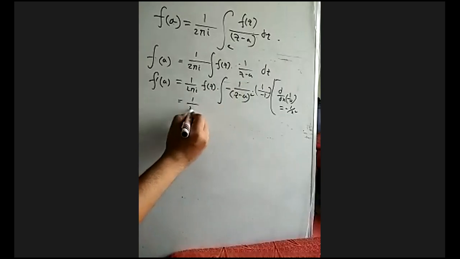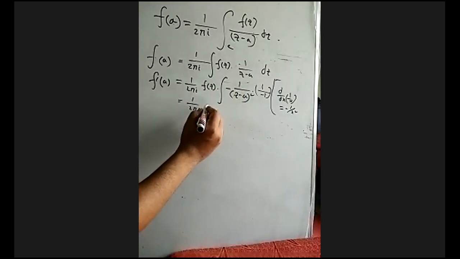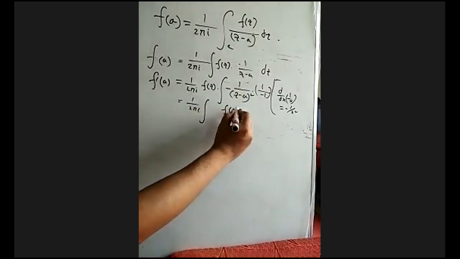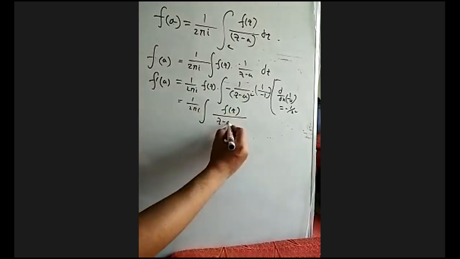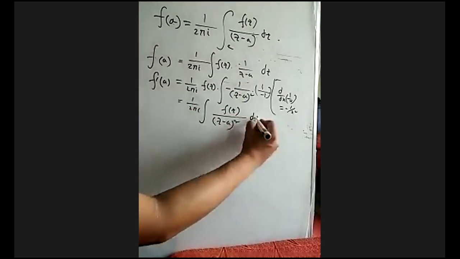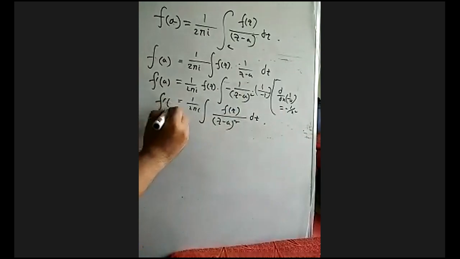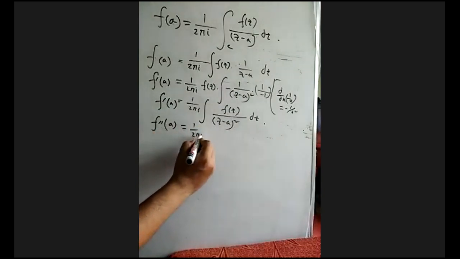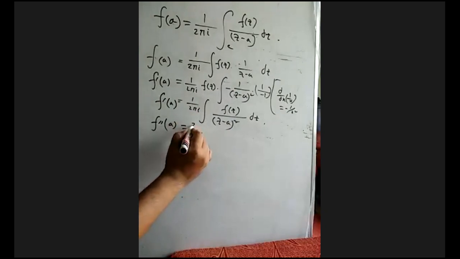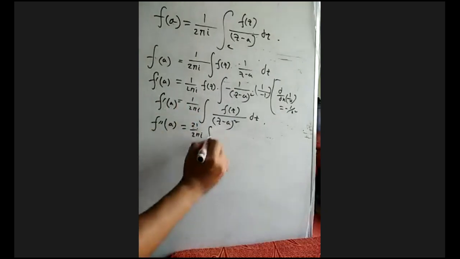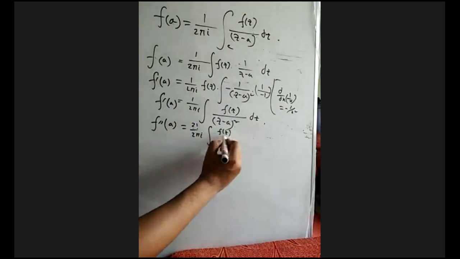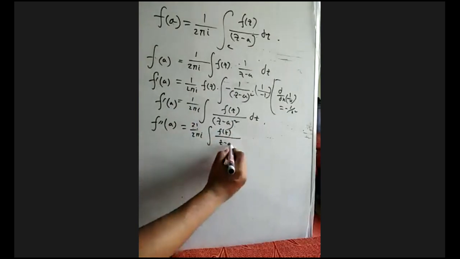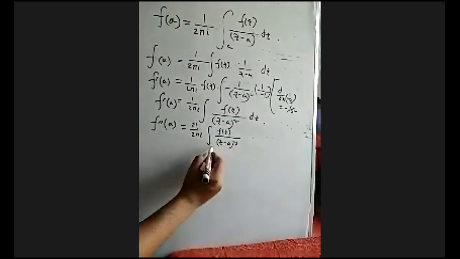So 1 by 2πi integration f of z divided by (z minus a) whole square. This is the first derivative. Similarly, the second derivative will be 1 by 2πi, here will be factorial 2, then f of z divided by (z minus a) whole cube.